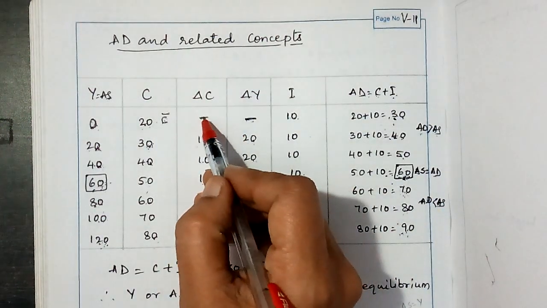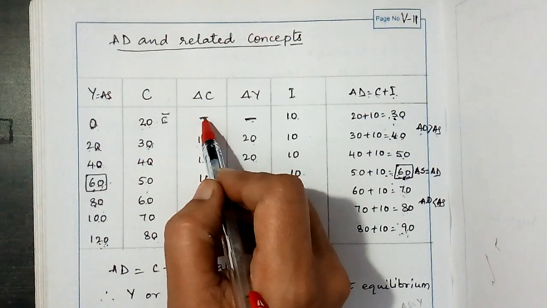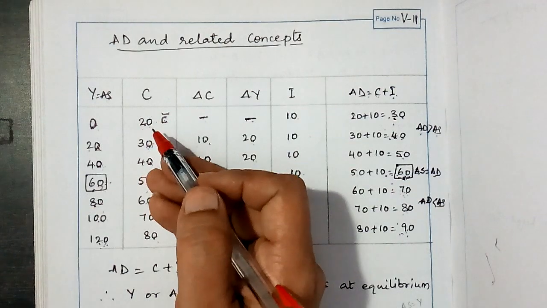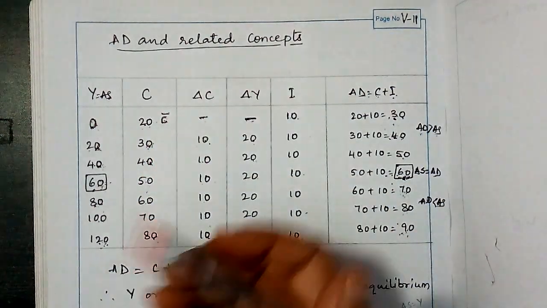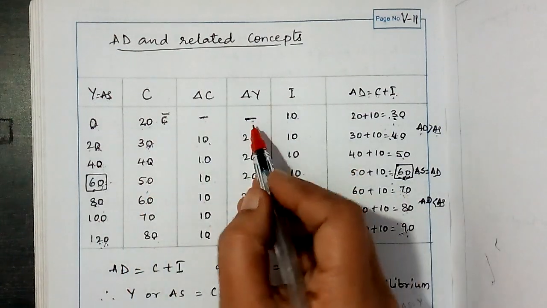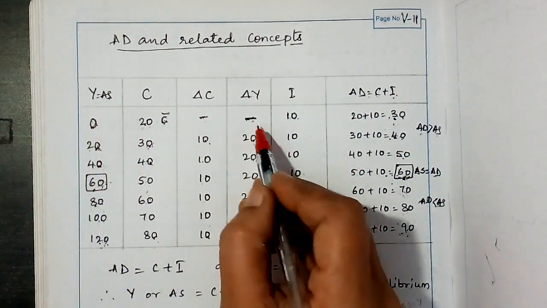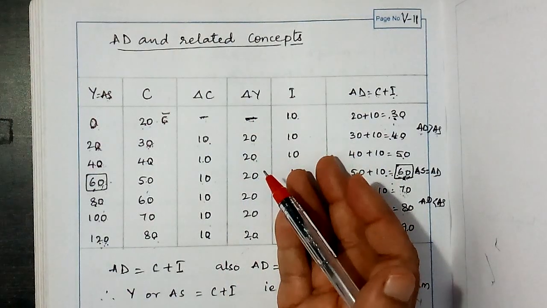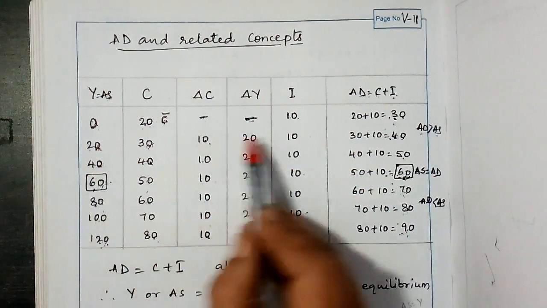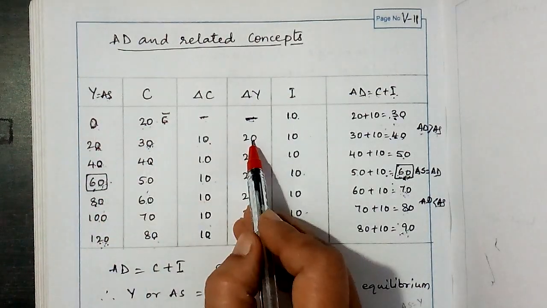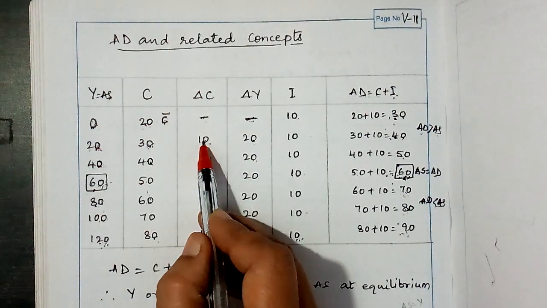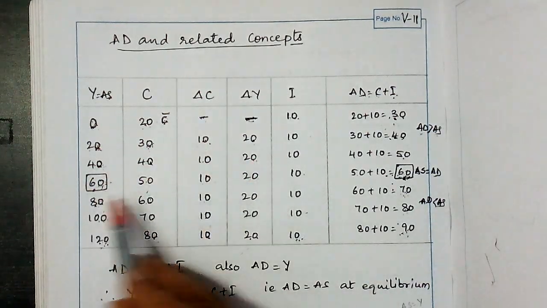Now what is the change in consumption? At the first point, there is no change because it is autonomous consumption, and that we are consuming from our previous savings. That is what is meant by consumption expenditure, isn't it? And change in income at zero level, there is nothing. So just put a dash. Now when the income increases to 20, change in income is 20 minus 0, 20. And change in consumption is 30 minus 20, 10. So we go on calculating like this.